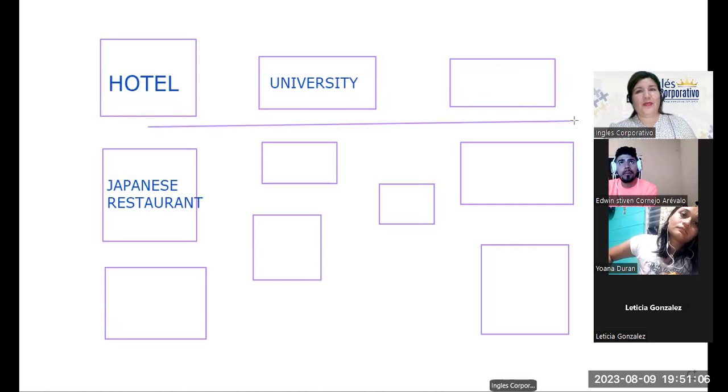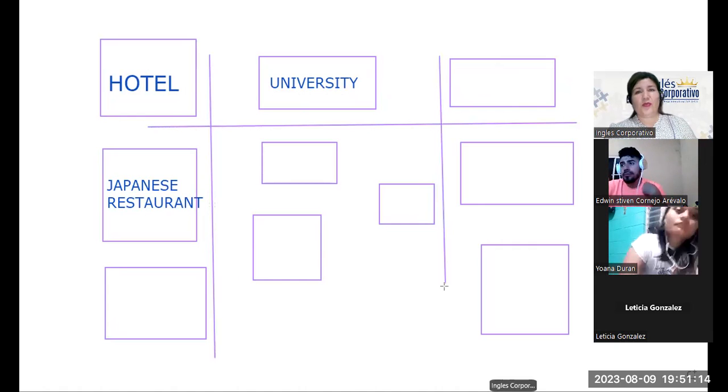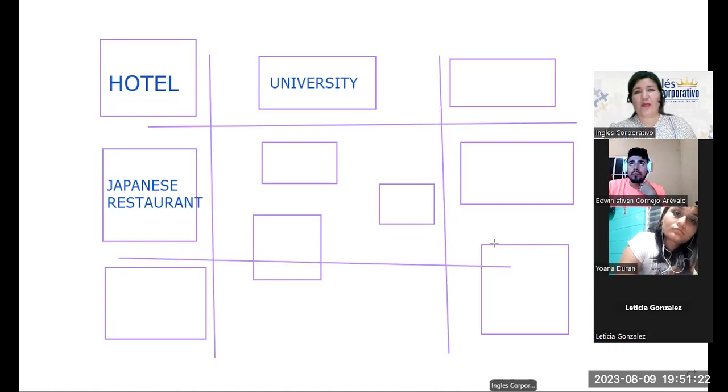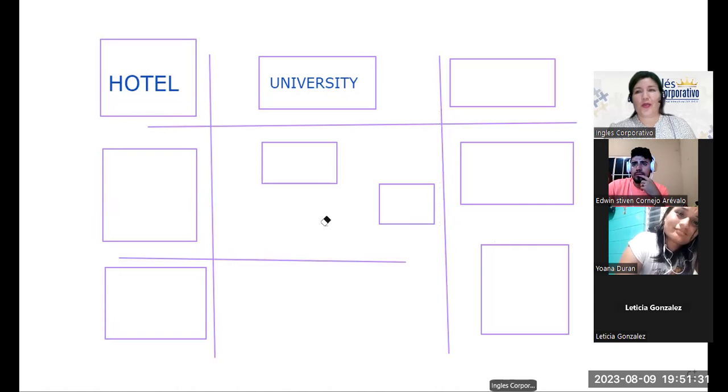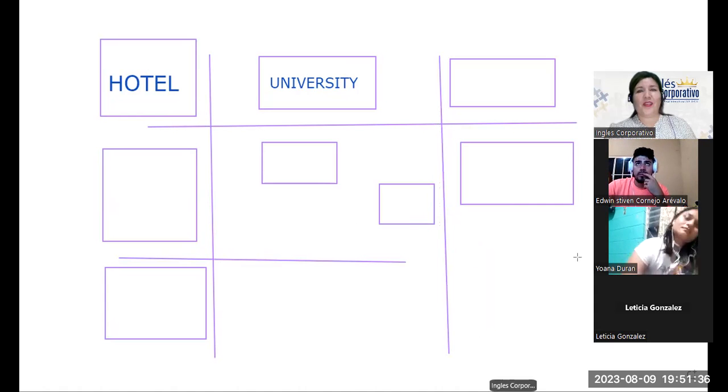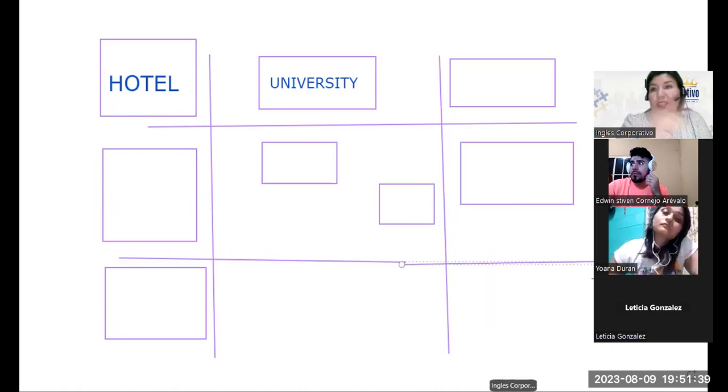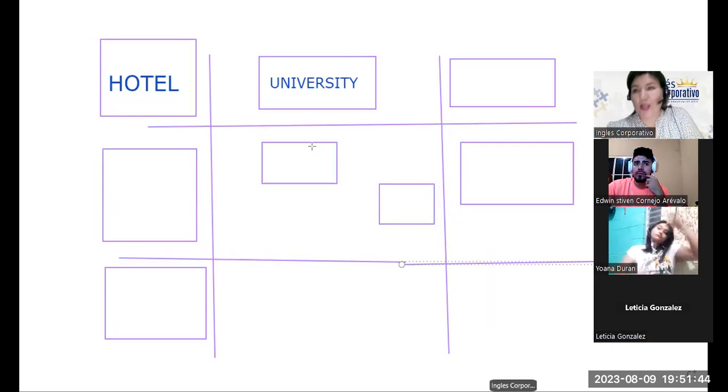Esta, por ejemplo, una calle. Y tienen también las avenidas. Para que las tomen en cuenta. Aquí esta casa la vamos a borrar porque nos queda en medio de la calle. Esta casa la vamos a demoler. There you go. Y esta también. Nos queda en medio de la calle. Las calles van así, las avenidas van hacia abajo. Okay. Casi siempre las calles tienen nombre.